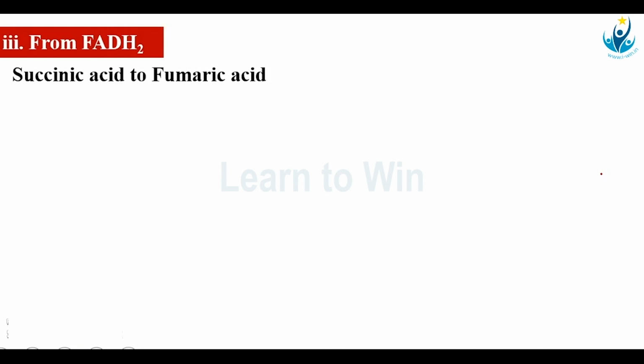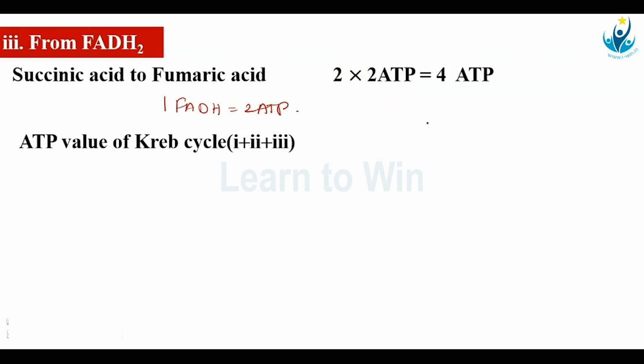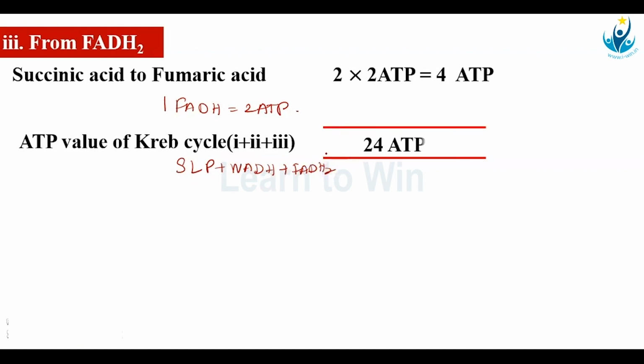Next is FADH. There is only one step where succinic acid becomes fumaric acid, and it produces FADH2. And we know that 1 FADH2 is worth 2 ATP. So here you are getting 2 FADH2, which is again worth 4 ATP. So when I take the ATP value of the Krebs cycle, from SLP, from NADH and from FADH2, it is 24 ATP. How 24? 2 from SLP, 18 from NADH and 4 from FADH2. You are getting 24 ATP and we will take it as C.